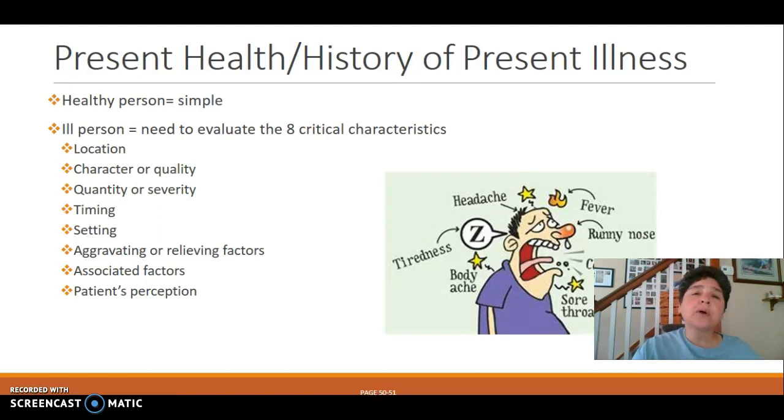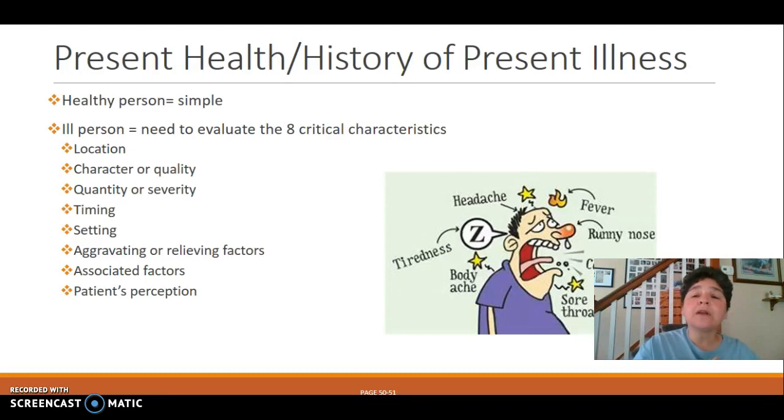So the book gives you the description of someone who says they've had heavy menstrual bleeding. Well, it might be easier to say, how many pads are you wearing at a time? How often do you have to change, and how full are the pads? So that can kind of quantify it. You can see that. The timing, how long has it been going on? When did it start? The setting. So what happened? What were you doing prior to this?